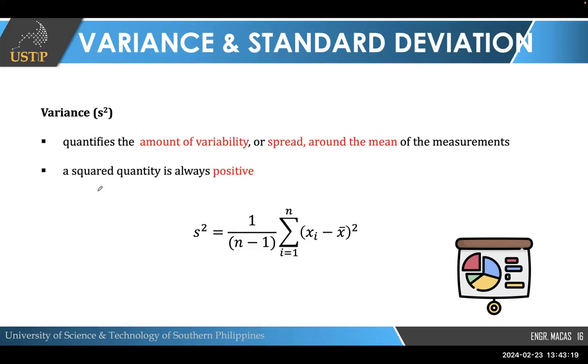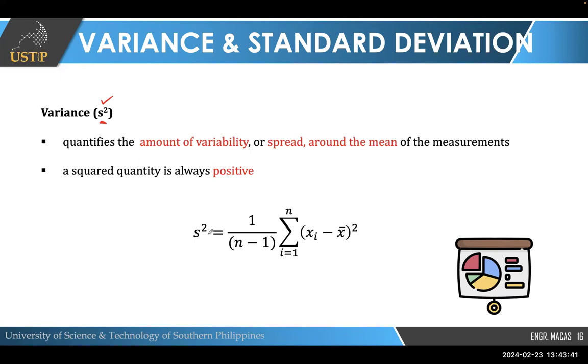I combined them because they're really related to each other. Basically, the variance is S squared, and S is the standard deviation. So, variance quantifies the amount of variability or spread around the mean of the measurements. Actually, both variance and standard deviation quantify the amount of variability, but the variance is squared.